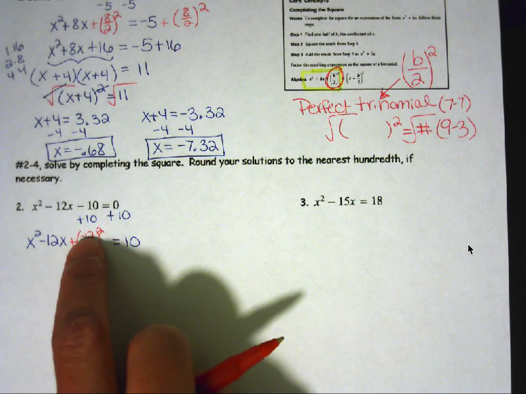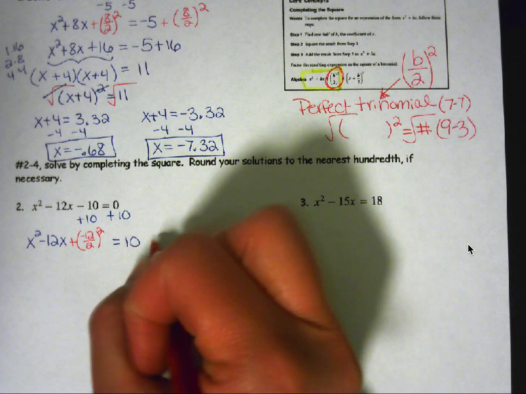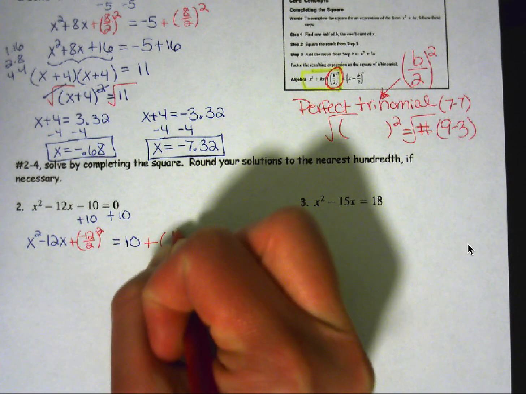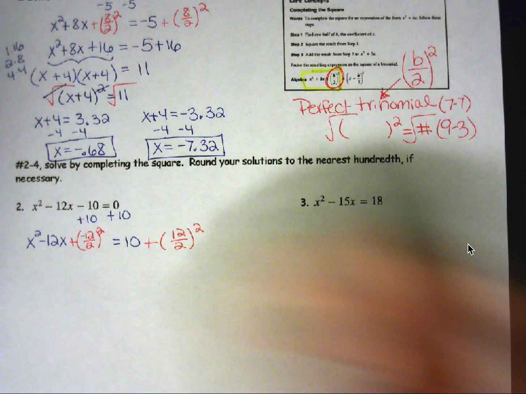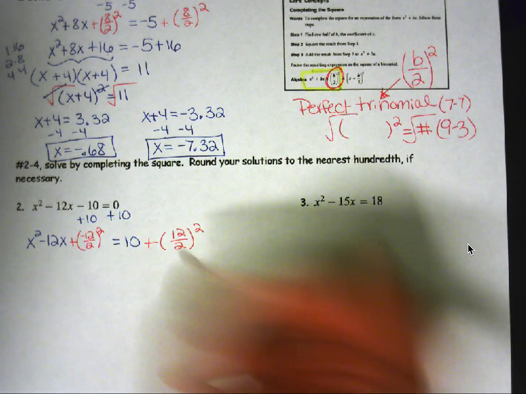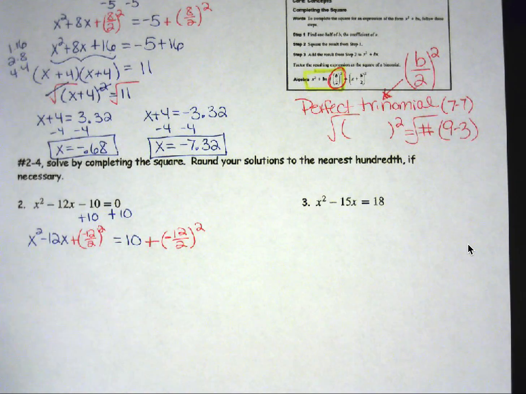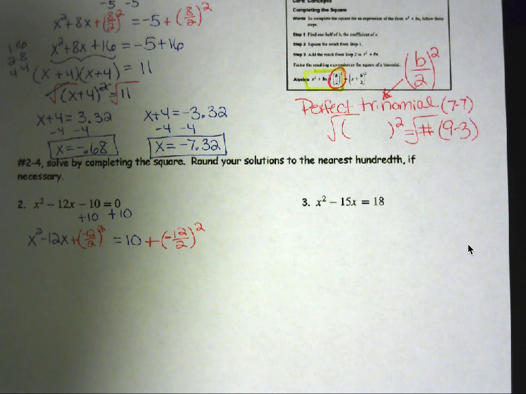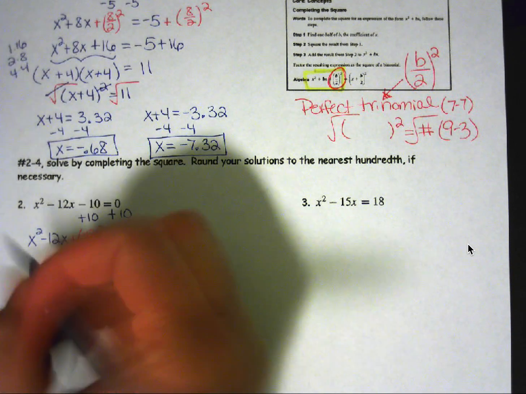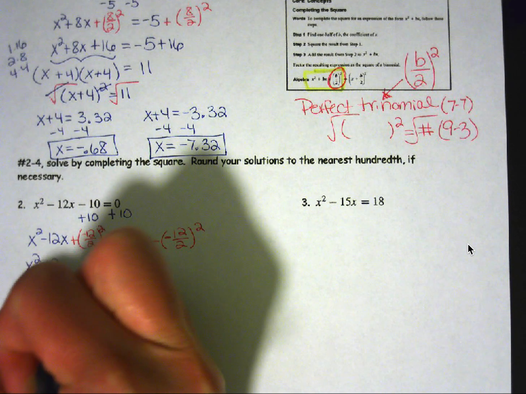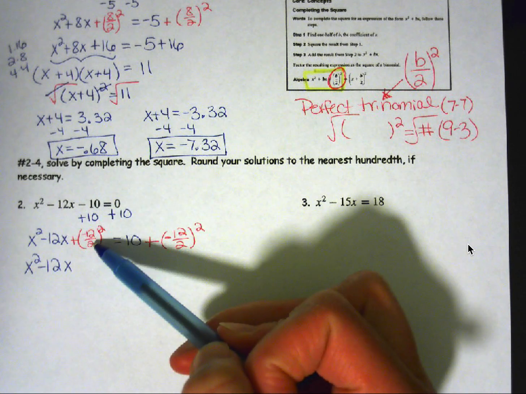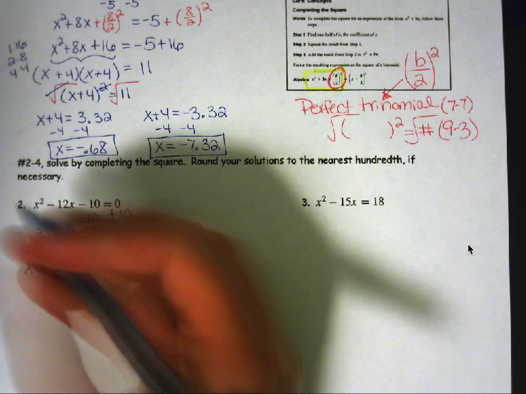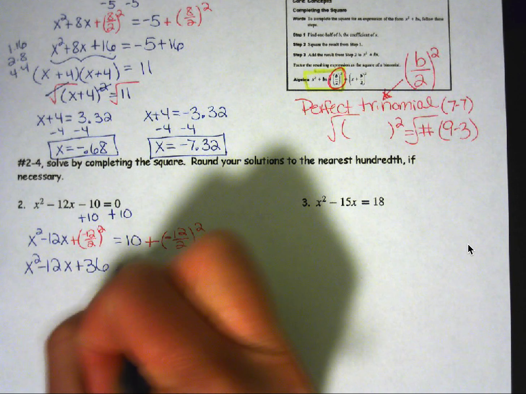So technically this negative right here isn't really going to make a difference. So we can just say plus, and then if you want, you can just drop the negative like that. See how I didn't even put the negative, or you can include it. But when you square it, it's going to go away anyway, so it doesn't really matter. So we've got x squared minus 12x, and then this would be 6 squared. So 6 squared is 36.